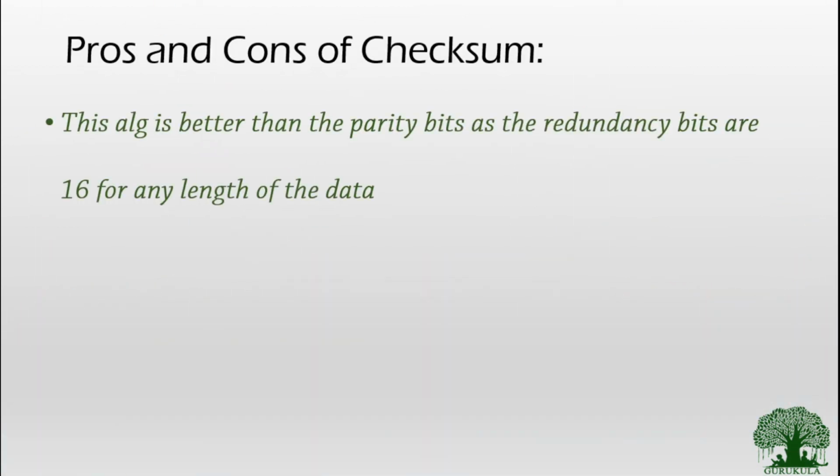Coming to the pros and cons of checksum, this algorithm is far better than the parity bit algorithm. As the redundancy bits, we can use a maximum of 16 bits of checksum. A 16-bit checksum is more than enough for any length of data that we can transmit. So 16 bits of redundancy is more than enough to detect the errors, and that is a very good trade-off between the number of bits in data and the number of bits in the redundancy.